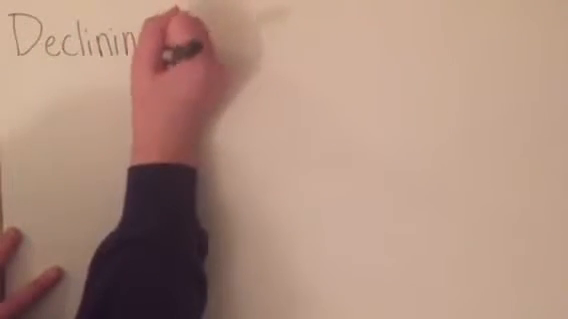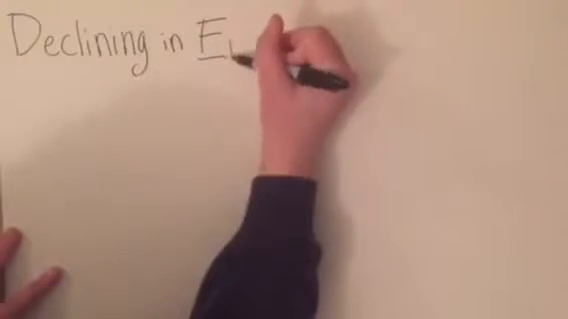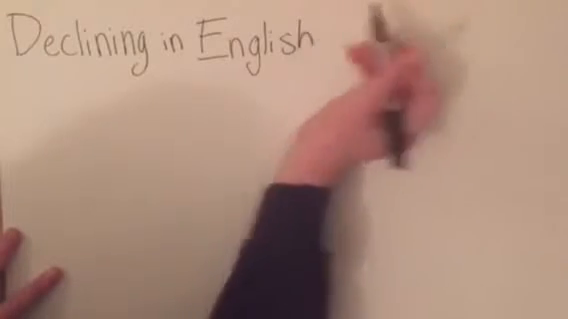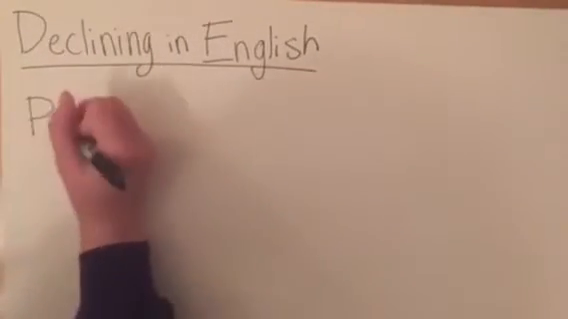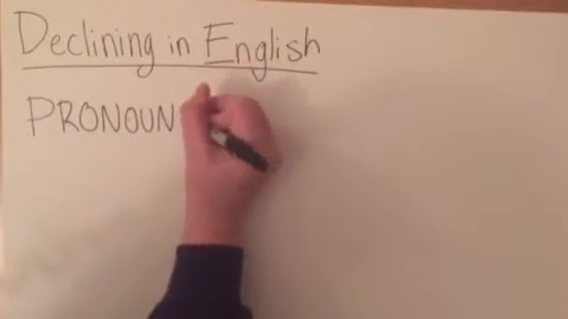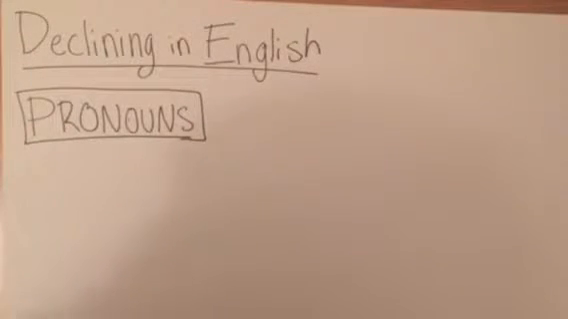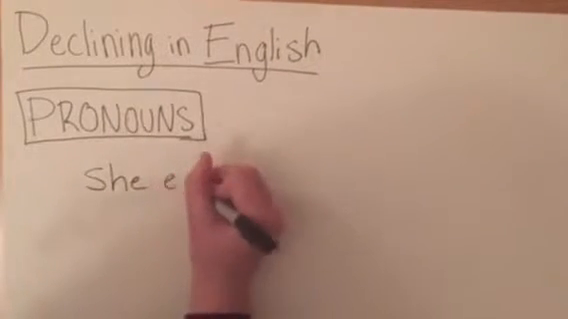Declining in English was the one that I had the most trouble with. Just because English doesn't decline very often, but also because I just didn't know that you declined in English. I thought it was strictly a Latin thing. So, what Miss P told me was that even though English doesn't really decline that often, when it does, it's typically pronouns that decline. So, for example, she eats pizza.